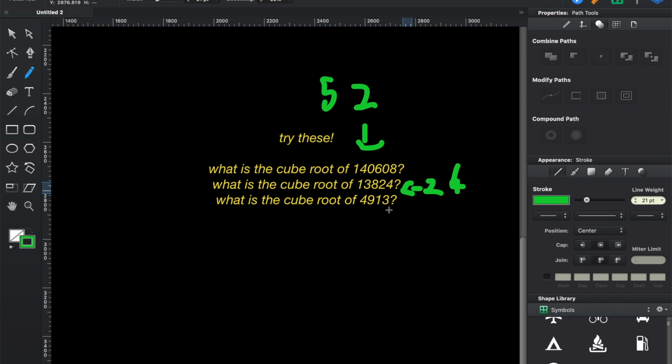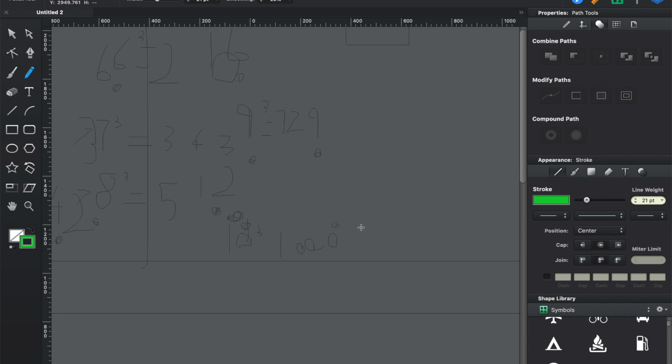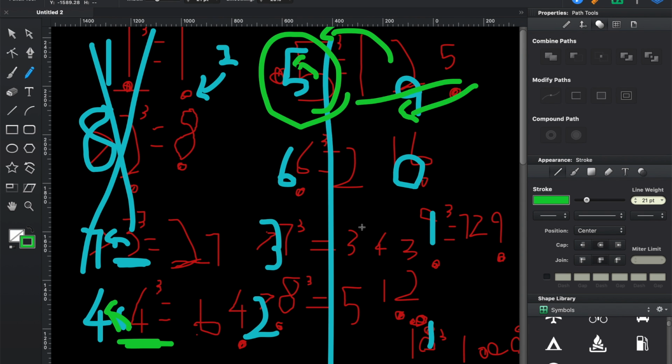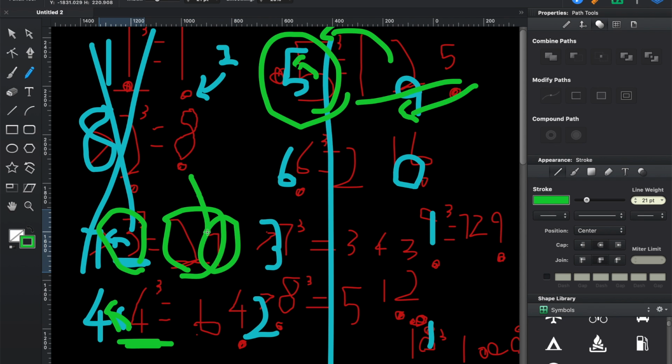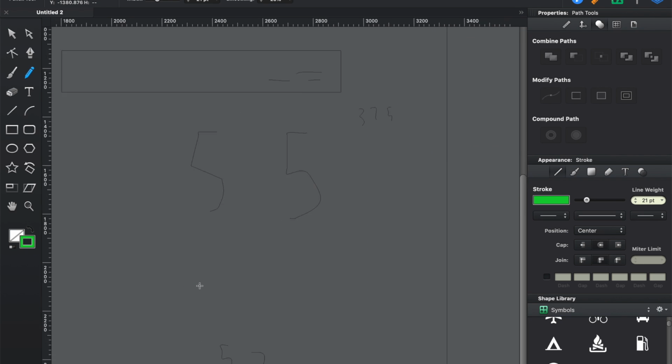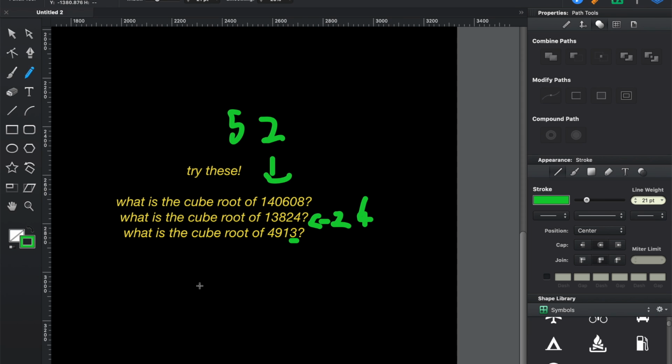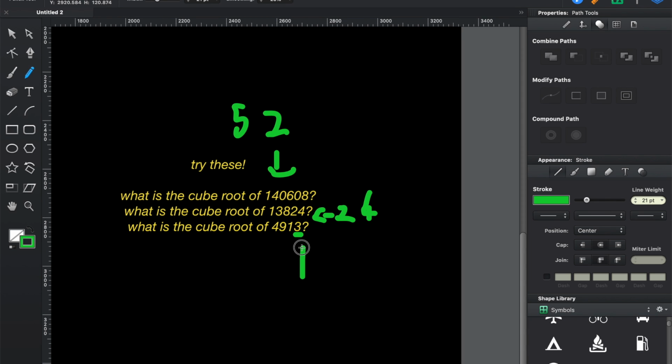So 4913. So use the first one. That's 3. So this time I'm going to look at the chart. So 3, look at 3, it's right here. So its last digit is 7. So 3 is right here, right? The last digit is 7. So let's write 7 down. So it should be 7.